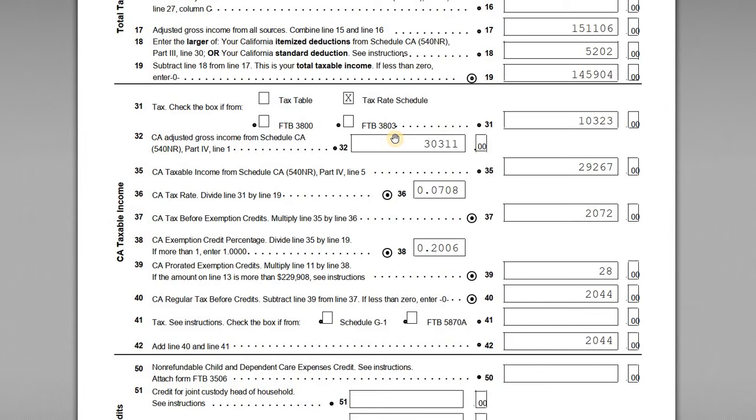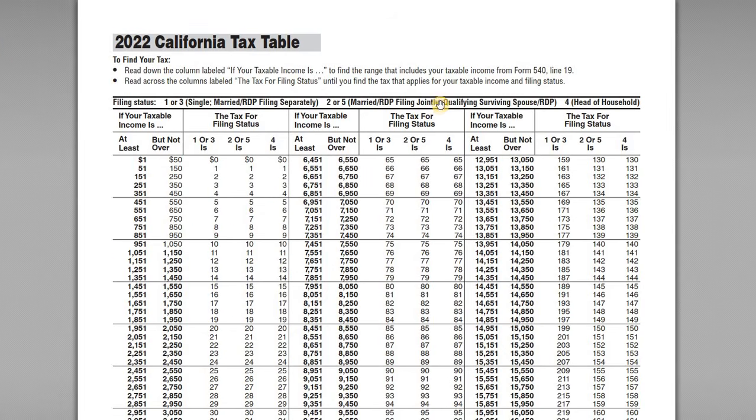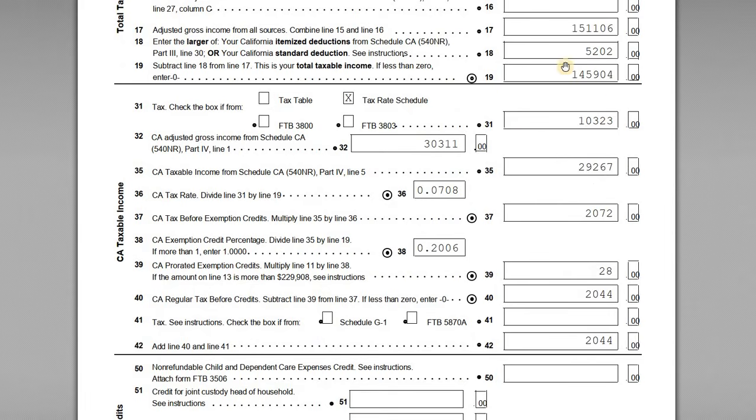Now, when we look at how we compute our tax rates, the FTB 3800 and the FTB 3803 are generally used when you have children or other dependents that have unearned income, typically investment income, and you're trying to include that with this return to pay the tax on it. You have some different, a little more complex tax computations. Line 31, generally what we're doing is we're using either the tax table or the tax rate schedule. The tax table can be found in the form instructions. This can be used if your income is $100,000 or less. In our case, our income is $145K, so we can't use the tax table. We have to use the tax rate schedule.